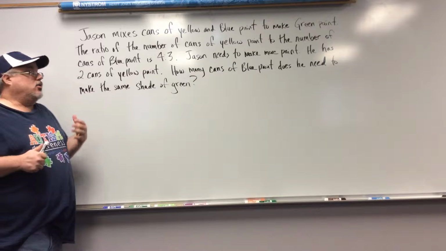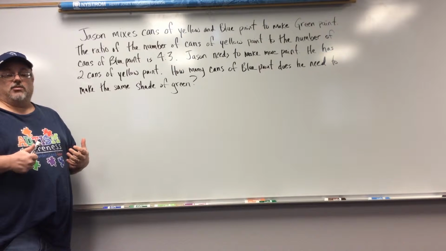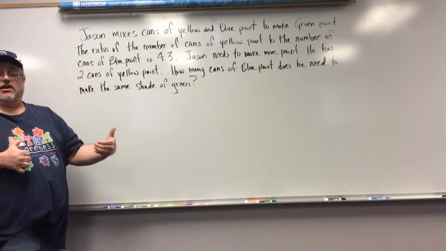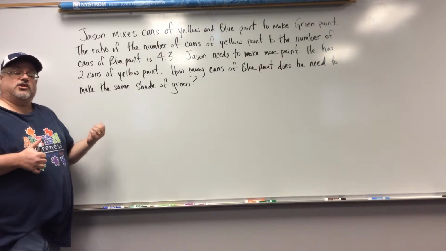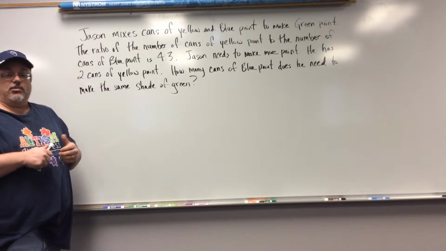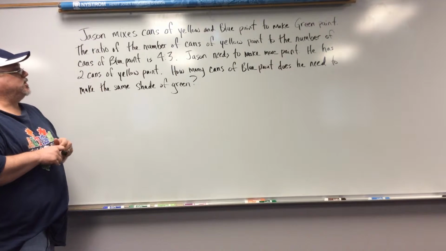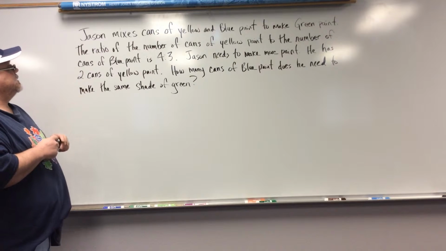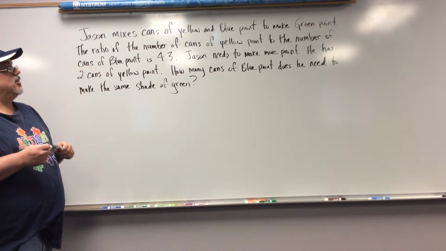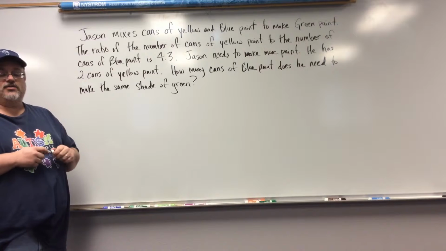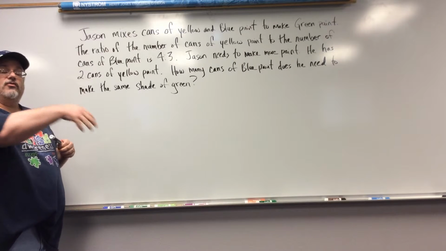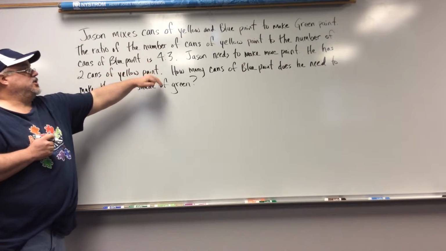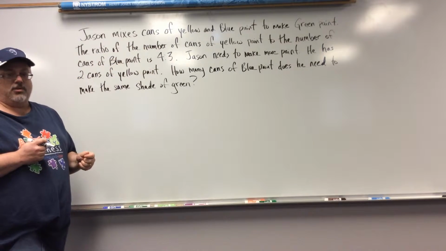Now remember, we always want to make sure that we're reading through the problems a couple of times, just to see what we have and what we're looking for. So in this particular proportion problem, we know that we have a ratio of yellow paint to blue paint. It says the ratio of the number of cans of yellow paint to the number of cans of blue paint is 4:3. And we know from yesterday's lesson that the number that comes first in the ratio is the information that comes first in the problem.